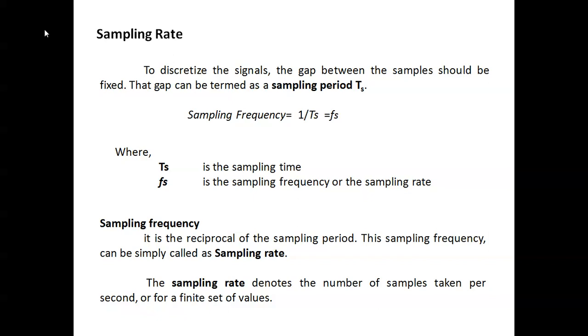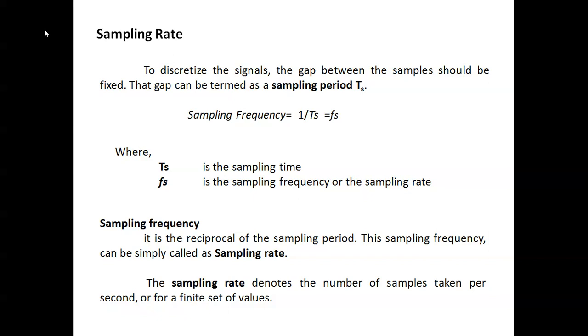And the sampling frequency is 1 by Ts. The basic formula for frequency is 1 by T, so here we just add the subscript s. So sampling frequency Fs is equal to 1 by Ts, where Ts is the sampling time and Fs is the sampling frequency. Sampling frequency is the reciprocal of the sampling period. The sampling frequency we can also call the sampling rate.